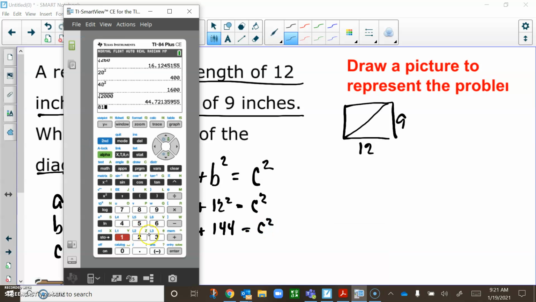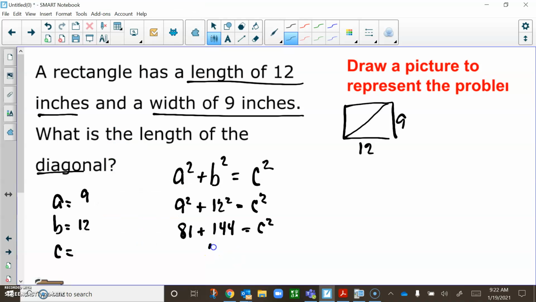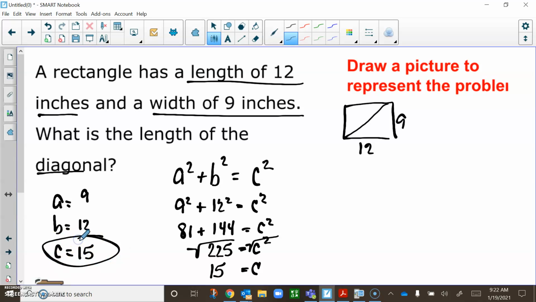So you put 81 plus 144, you get 225, and you find the square root of 225, which should be 15. Okay, so 225 is equal to C squared. Find the square root. C is equal to 15. So the length of the diagonal is 15.